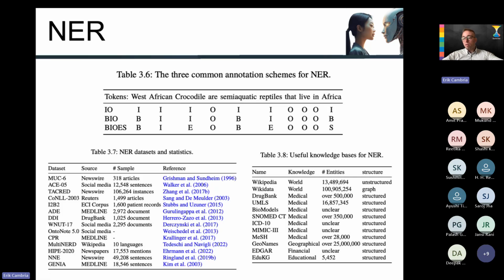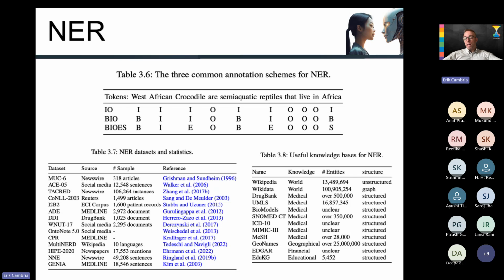What are named entities? Traditionally, they were just names of places and people, and that's pretty much it. No, there was a third one, but I forgot what it is. But then later on, it got extended to many other different types. And here, this IO, BIO, and BIOES are different schemes to identify named entities in text.